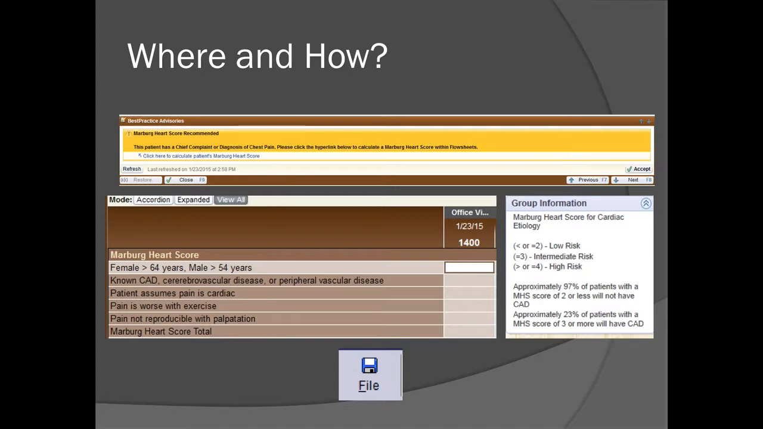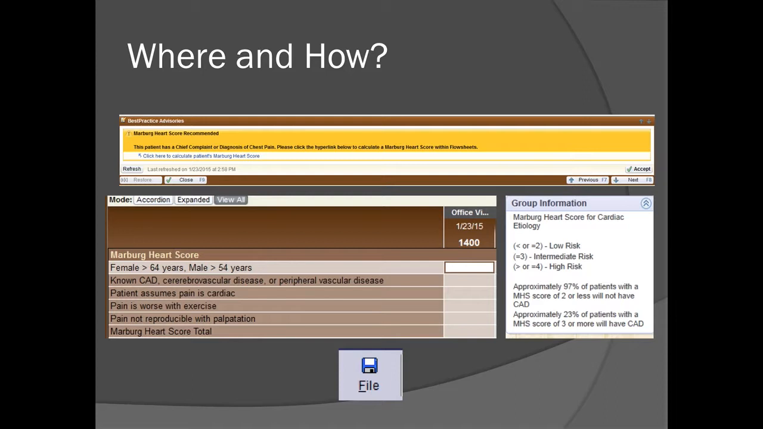When you go to the planning section of the widescreen view, you'll see the hyperlink there that says Marburg Heart Score recommended, and you'll click to calculate the patient's Marburg Heart Score. When you click that, you'll be presented with the 5-question questionnaire, and you'll answer yes or no to each of the 5 questions represented. It will automatically total the tally at the bottom.